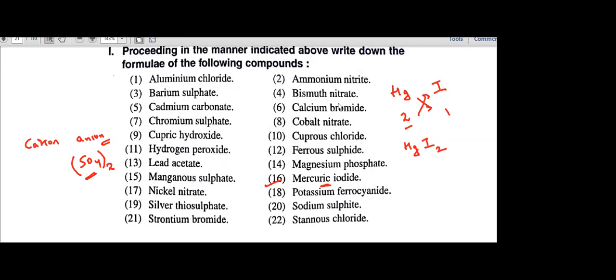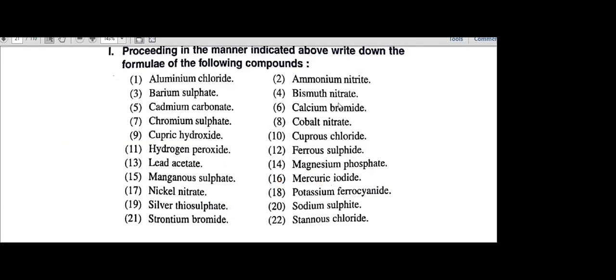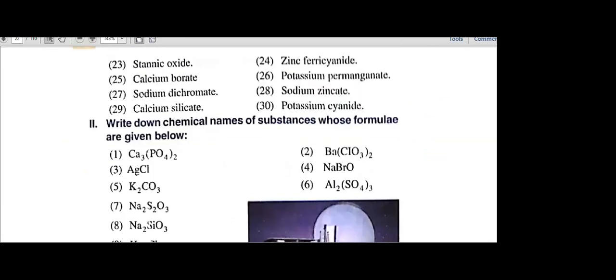Now this is just how to represent. Okay, so I guess this exercise is clear, everyone. Okay, chalo. Next, till question number 30. Any doubts till 30?